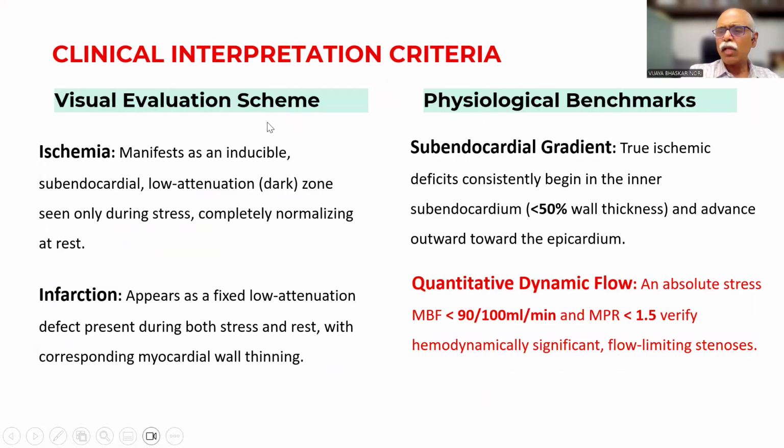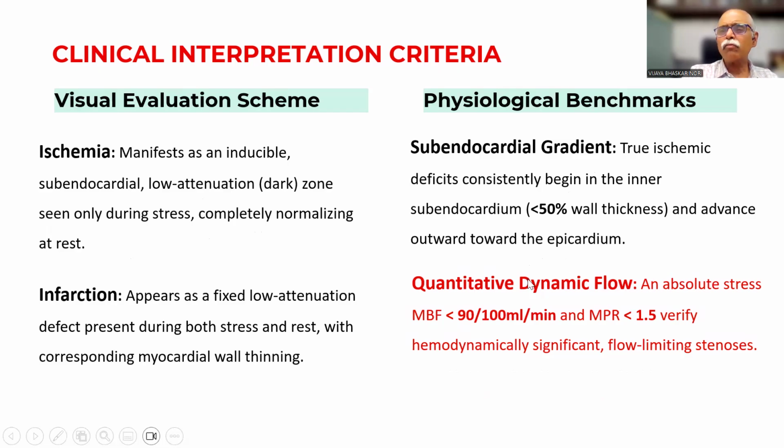Now, in a visual scheme, ischemia manifests as an inducible subendocardial low attenuation dark zone seen only in stress and not seen in rest. So when there is normal perfusion at rest, whereas you see a defect in stress, that means that is ischemia. Whereas an infarction appears as a defect in both stress and rest. Then the subendocardial gradient: true ischemic deficits consistently begin in the inner subendocardium and advance outwards to the epicardium.